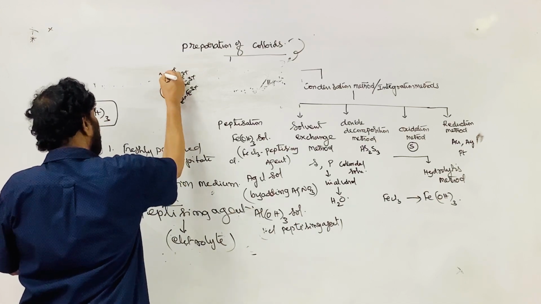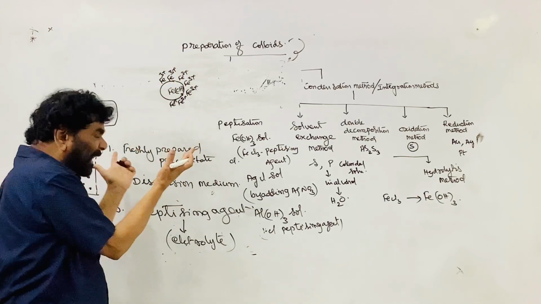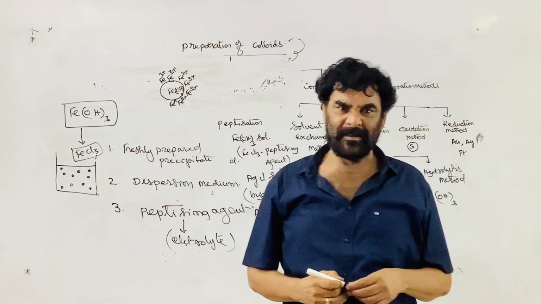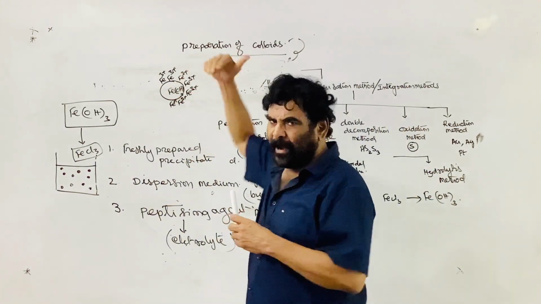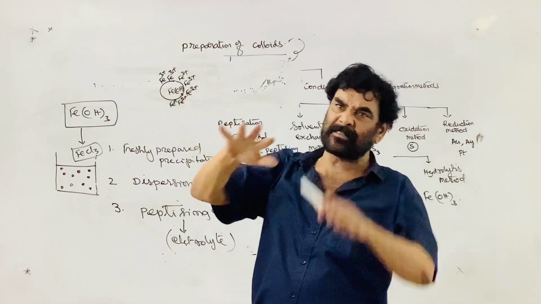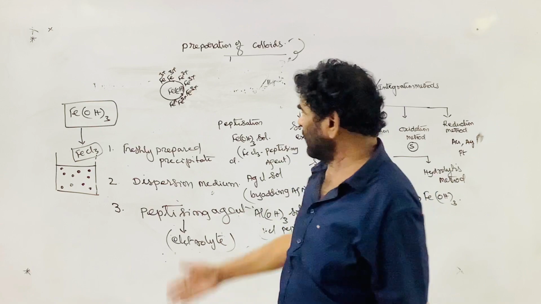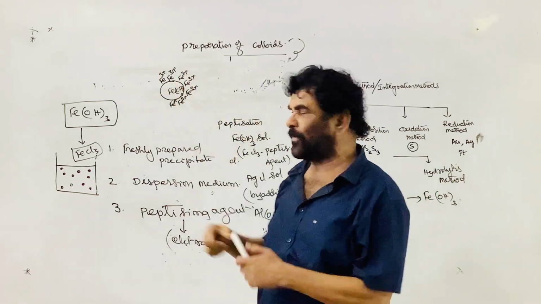Similarly, here, preferential adsorption. The lattice is building. What is happening? The lattice is building with ferric ions and hydroxide ions. Superficially, adsorption is taking place. Its own ions are adsorbing on the surface.